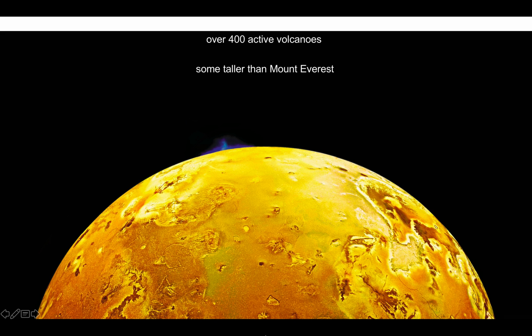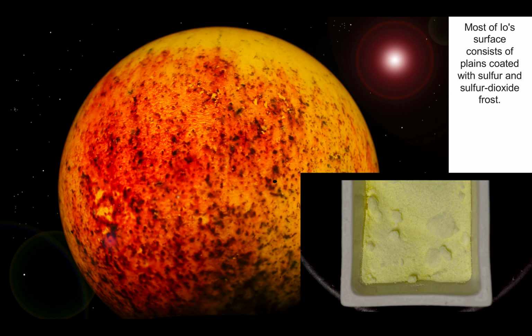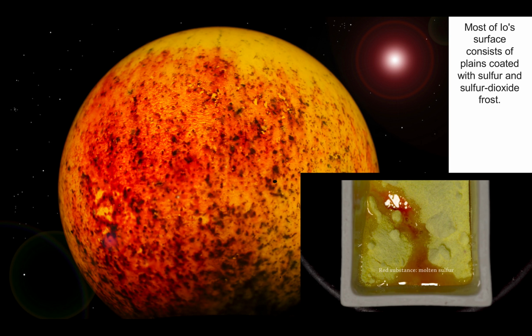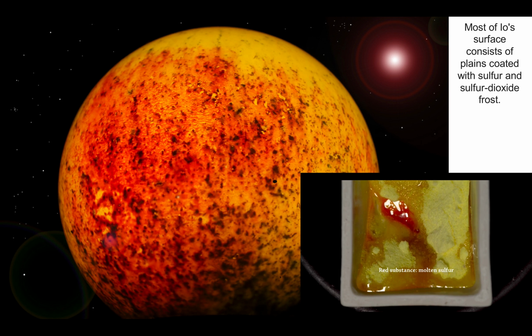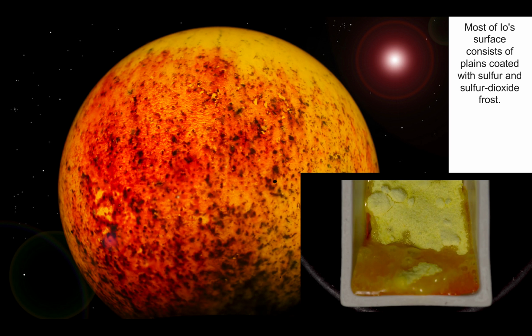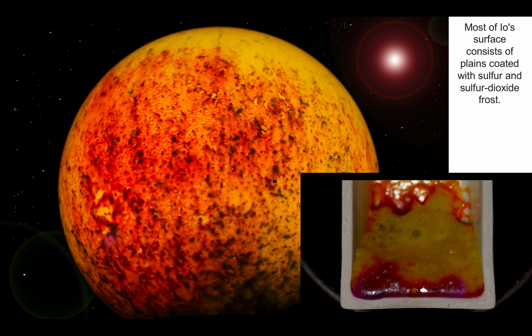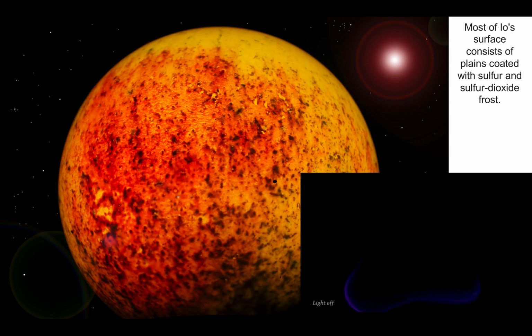Here's an image where you see a lot of red patches. Now most of the surface is made of just sulfur and sulfur dioxide frost, but at places where it gets hot, the sulfur melts. And when sulfur melts, this is what happens. So you can see it turning a dark red, and that dark red is the same dark red that is dotting the surface of this moon.